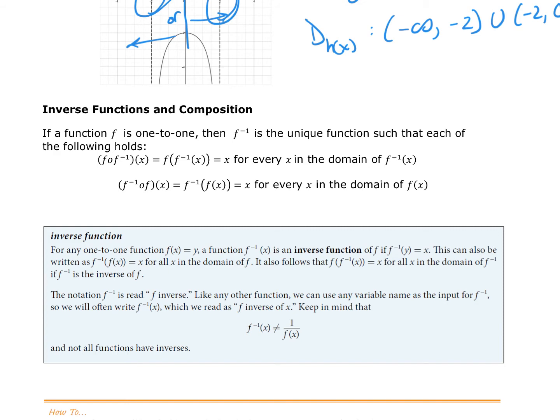Now we're going to talk about inverse functions and compositions. This is how we're going to define what an inverse function is and how we can check it at the same time.